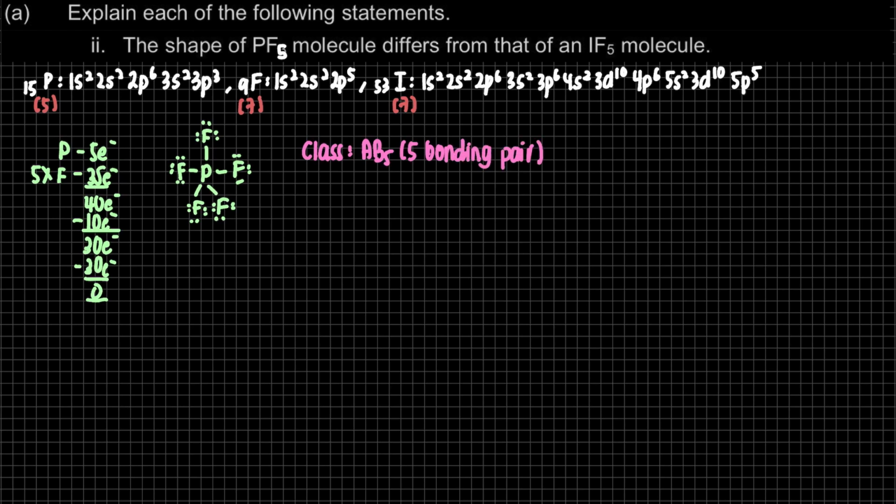After you have determined the class, you have to determine the electron pair geometry, or you can denote it as EPG. So how to determine the electron pair geometry? You add up your bonding pair plus lone pair. In this case, lone pair is 0, bonding pair is 5. So we have 5. So what's the shape for 5? This one you have to memorize.